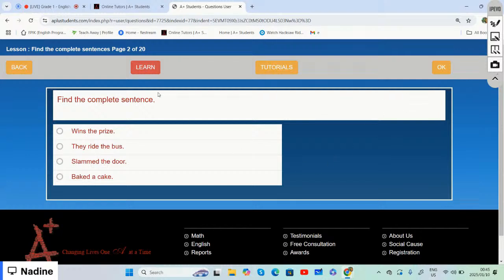The next one says we need to find the complete sentence. It says wins the prize, they ride the bus, slammed the door, baked a cake. We need to select the complete sentence that has a naming part that tells us who or what is doing something and the action that they're doing.